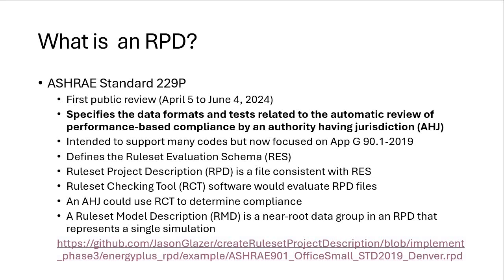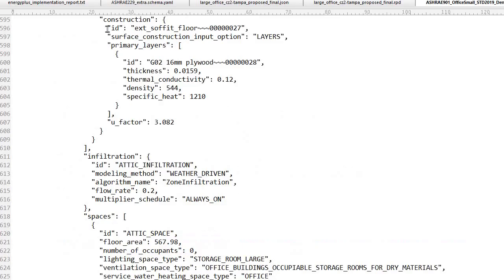The format of the file is called the Rule Set Evaluation Schema, which says how the RPD file is organized and if a particular input is a number or an option from a list or something else. The rule set model description is a major chunk of the RPD file that represents the inputs and results from a single simulation, such as for the proposed building or the baseline building, perhaps at a certain degree of rotation. Let me show you this RPD file that is on the screen, just so you get a more concrete idea about it.